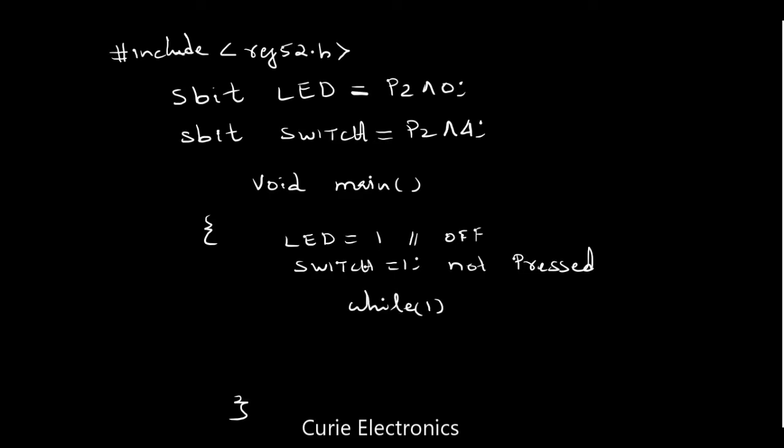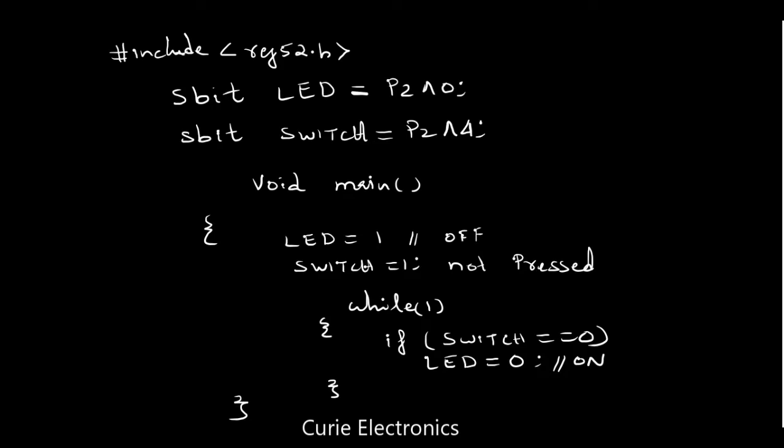For loop also you can use. While 1, what I'll do? This is the while loop with curly braces. So here I'll write if switch equal to 0. Equal to 0 means the switch is pressed, then the LED should be on. For that, LED has to be 0. Else the LED will be off. I am not writing it here; you can see that in the code.